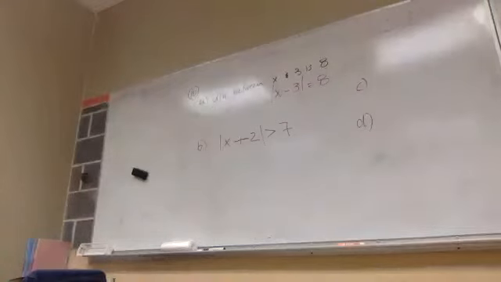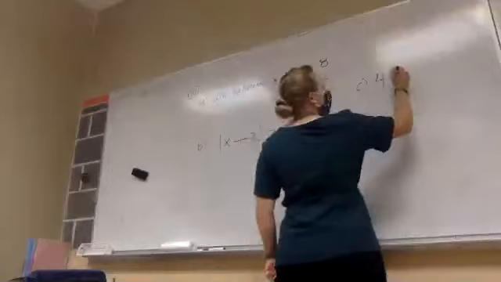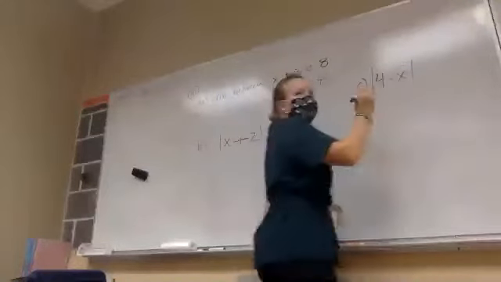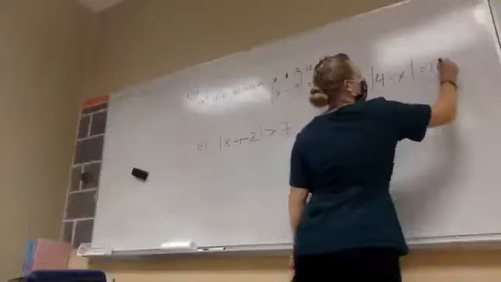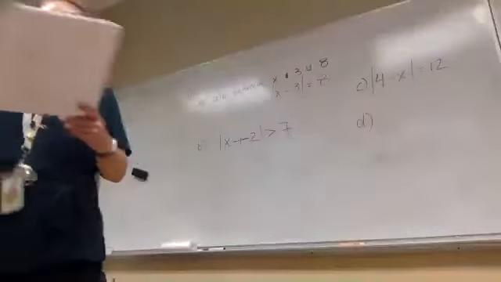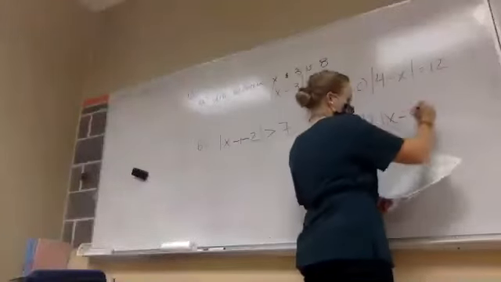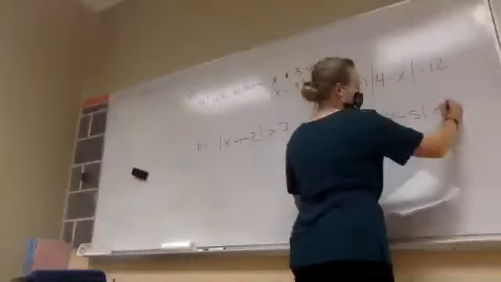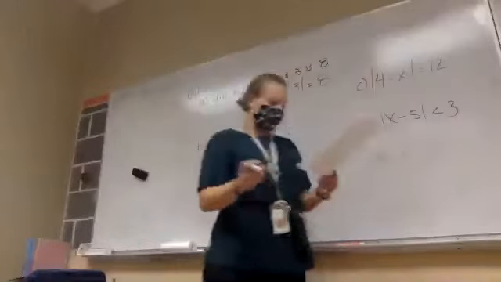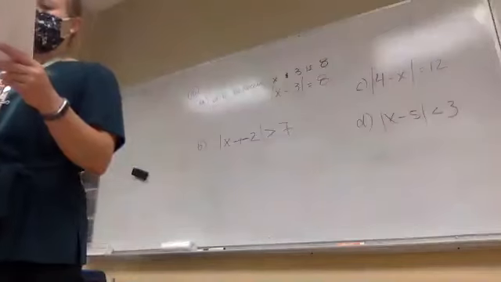All right, what do we think for C? 4 minus X in the absolute value. Awesome. Equals 12. Perfect. What about D? X minus 5 absolute value is less than or equal to 3. Is less than or equal to, let's talk about that. It says no more than 3.